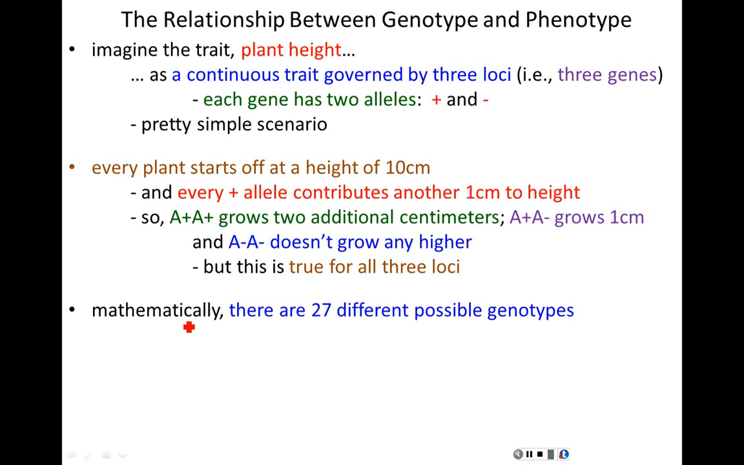Mathematically, we have 3 genes. We have 2 alleles per gene. That winds up being 27 different possible genotypes. And what we mean is we're considering all 3 genes.